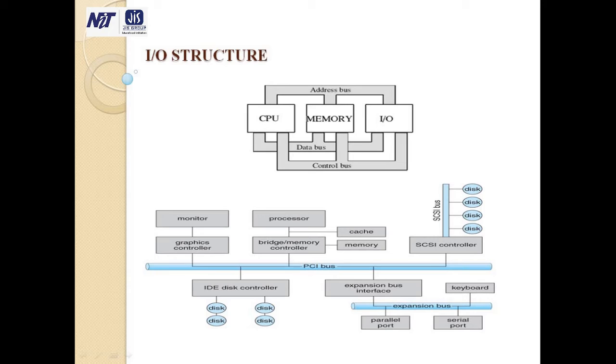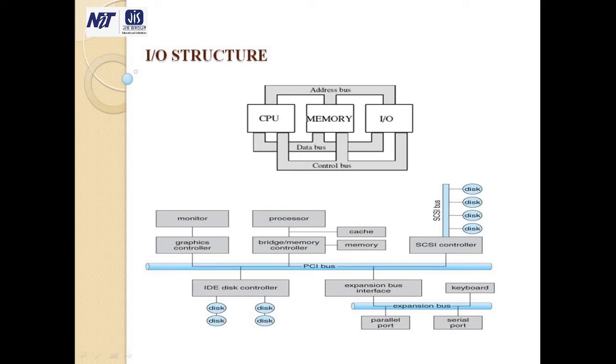Each device controller is in charge of a specific type of device. Depending upon the controller, there may be more than one attached device. For instance, seven or more devices can be attached to a small computer system interface. A device controller maintains some local buffer storage and a set of special purpose registers. This device controller is responsible for moving the data between the peripheral devices and its local buffer storage.